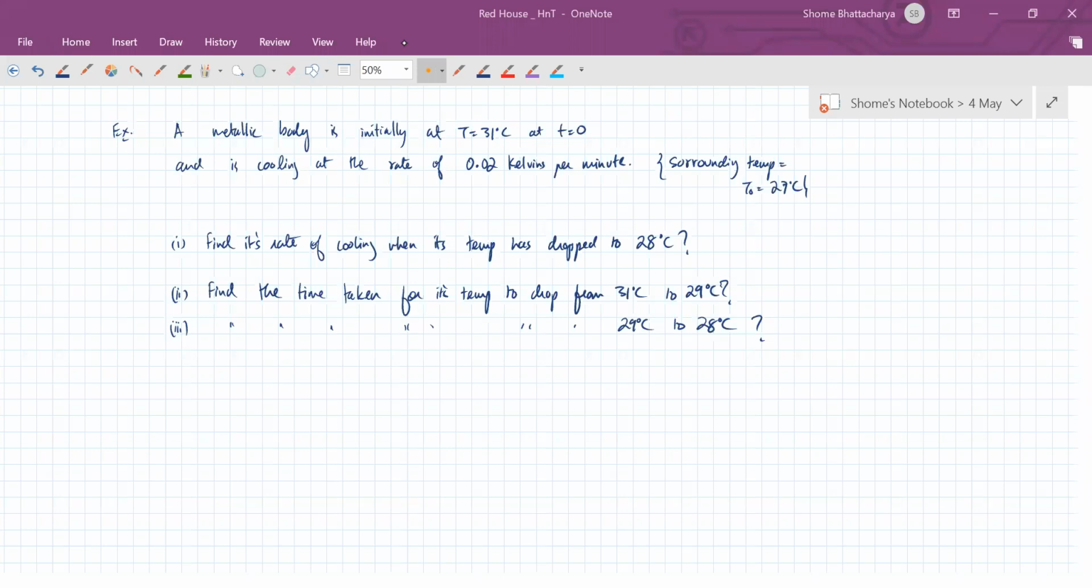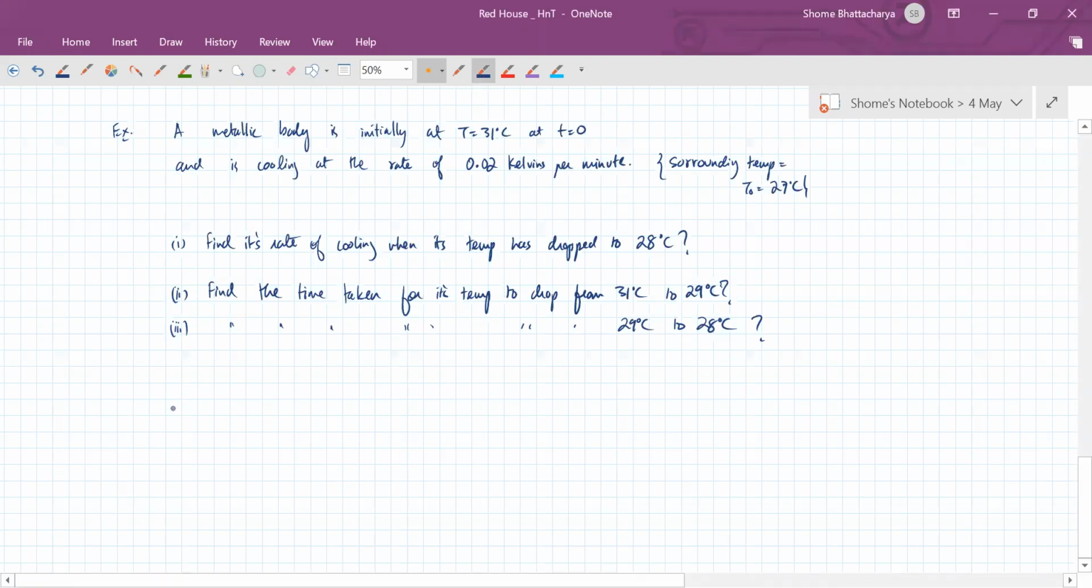Okay, so while solving a question like this, we have to understand which change in temperature, or rather which rate of change, we can approximate as an instantaneous rate of change, and which is the average rate of change. Because as you know, we have these two equations.